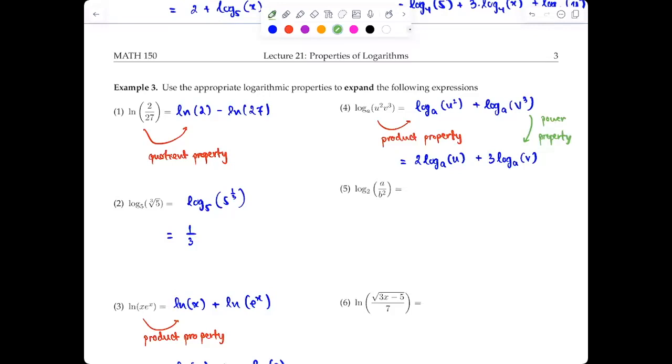So most of you got number 5. This is log of base 2 of A minus log of base 2 of B squared. This is the quotient property. And you get log of base 2 of A minus 2 times log of base 2 of B. Here, this is the power property.